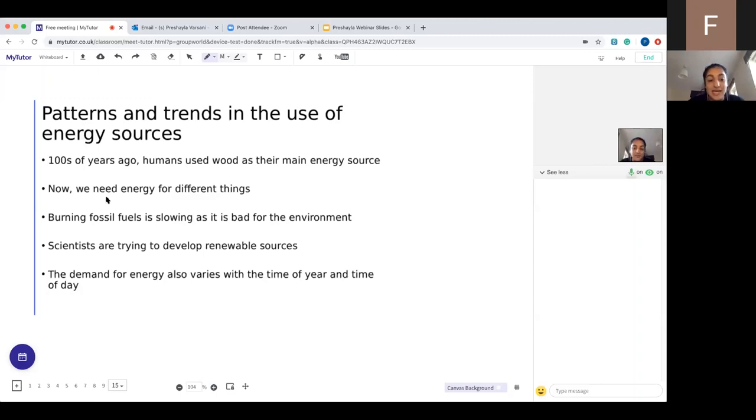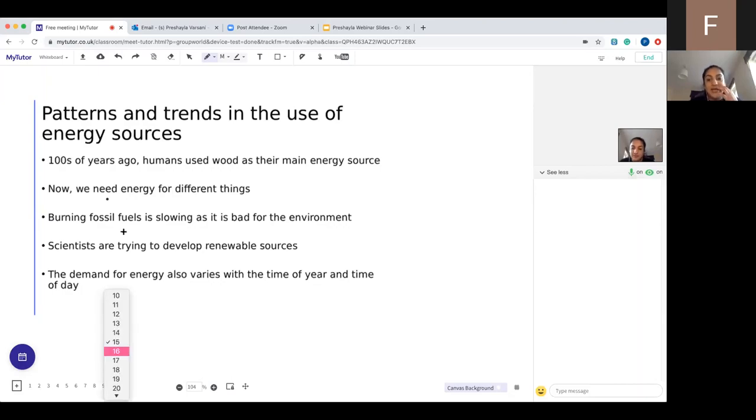Therefore, scientists are trying to develop renewable resources. However, this can be difficult and costly. So although it is an up and coming trend, it is slowly evolving. The demand for energy also does vary with the time of year and the time of day. So it's important to remember that energy is going to be required more at night and in winter because we need it for light and we need it for heat. Okay, so the demand for energy does vary throughout the year, so that is something to keep in mind.